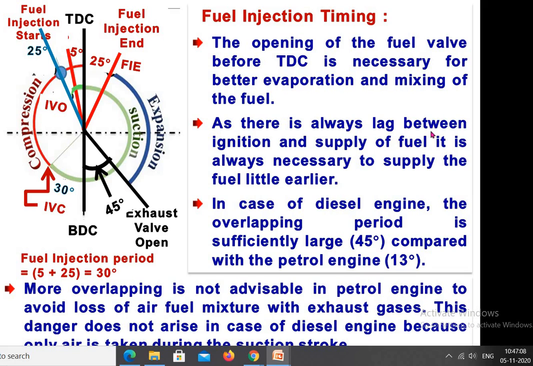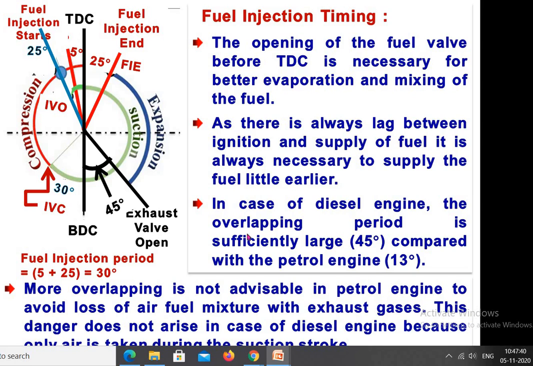As there is always a lag between ignition and supply of the fuel, it is necessary to supply the fuel a little earlier. There is a certain lag between ignition and the supply of fuel. So if we supply the fuel a little in advance, then at the proper time we can ignite the air-fuel mixture. This is the reason why we supply fuel a little in advance.